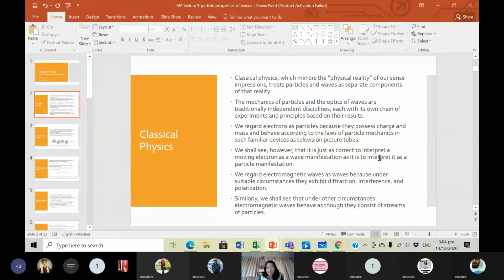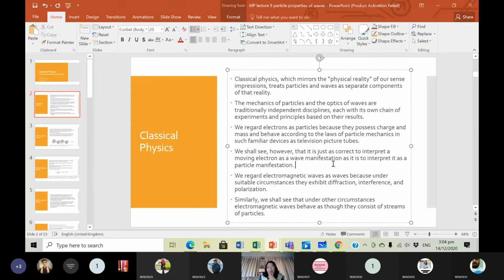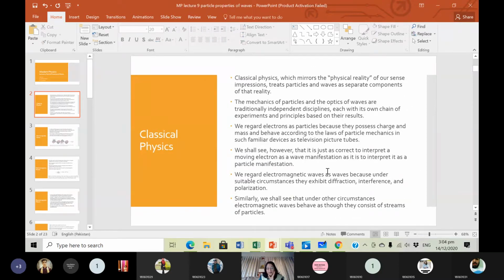So we shall see that it is just as correct to interpret a moving electron as a wave manifestation as it is to interpret it as a particle manifestation. With the revolution that came during Einstein's time, we were faced with wave-particle duality. That was discovered during Einstein's time. So now we know it is correct to say that electrons can have a wave nature as well as a particle manifestation. We're going to go into more details in this chapter as to how we can say that is correct.